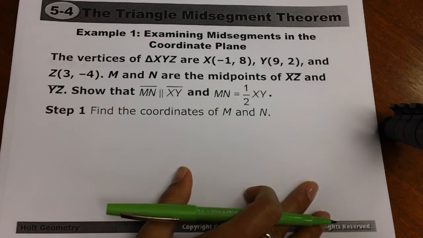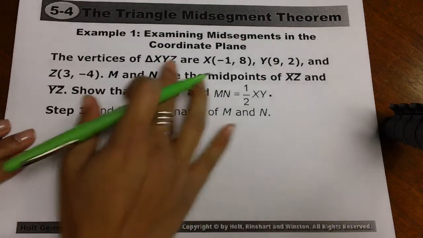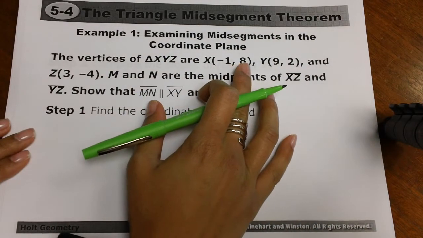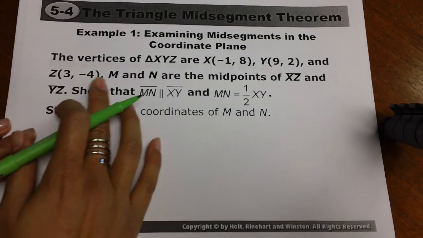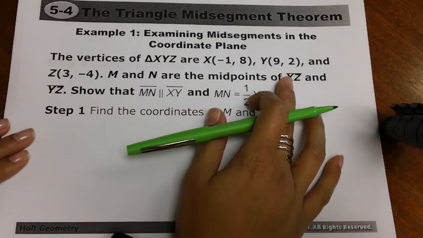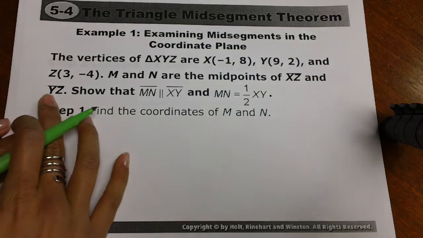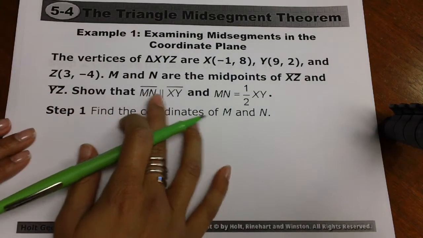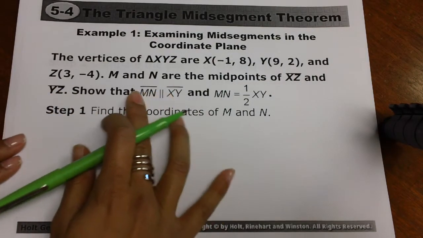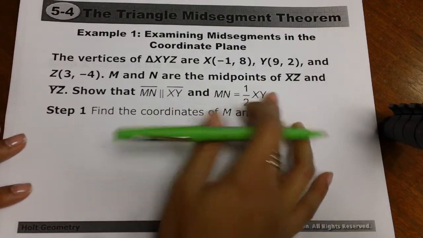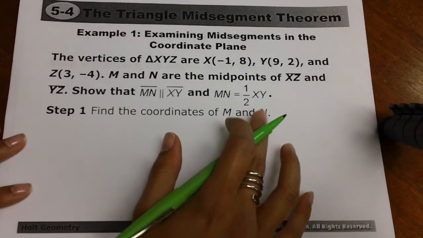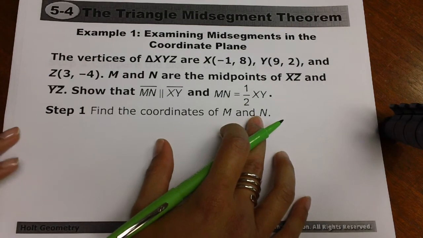First, we're going to start out with the little coordinate proof. It says the vertices of X, Y, and Z are X at (-1, 8), Y at (9, 2), and Z at (3, -4). M and N are midpoints of XZ and YZ. You need to show that these two segments are parallel, and you need to show that MN is half of XY. If it would help you to draw the triangle, go ahead and do that.